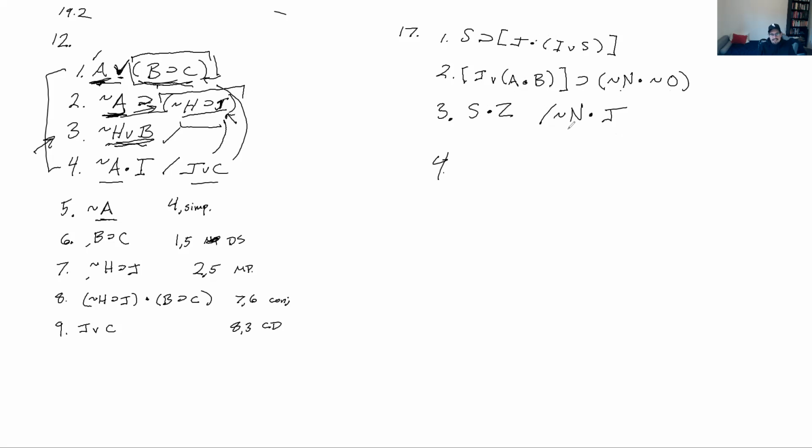Now, even though this has fewer premises, this strikes me as a more complicated problem. And I think it's because of how complicated all of this mess is. Because now I have to figure out how to pull these statements out of here. So what do I need to pull out of here? I need to pull a not N out.